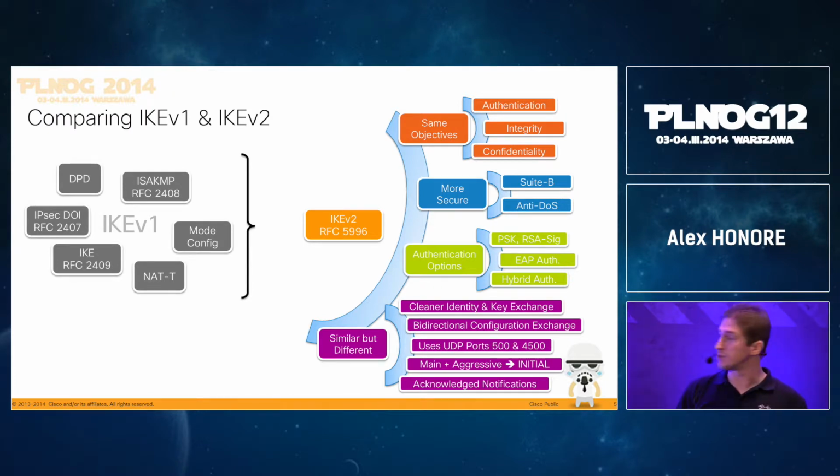Hybrid is, we used to do that in the old days of VPN 3K, VPN client. You can use a different method to authenticate the client to the server and the server to the client. This is stock in IPsec v2.